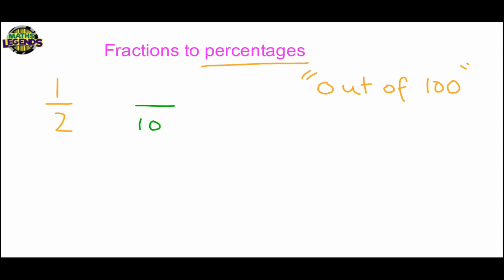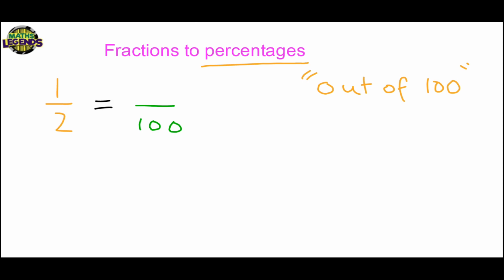Fractions to percentages. Let's say we have the fraction one half and we want to write this out as a percentage. So firstly, what do we mean by percentage? Percentage is out of 100. So that means we need to make this fraction be out of 100.